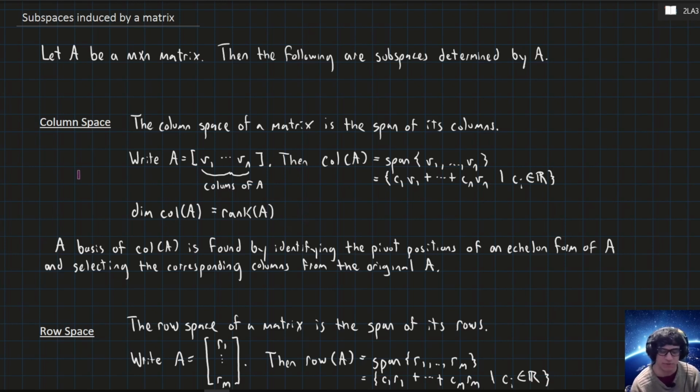Okay, so how do we find a basis for the column space? We've also seen this. What we do is we compute an echelon form of A, and we identify the pivot positions in the echelon form, and then we go back to the original matrix and select the corresponding columns. That will give us a basis for the column space of A. So we've done that procedure already.